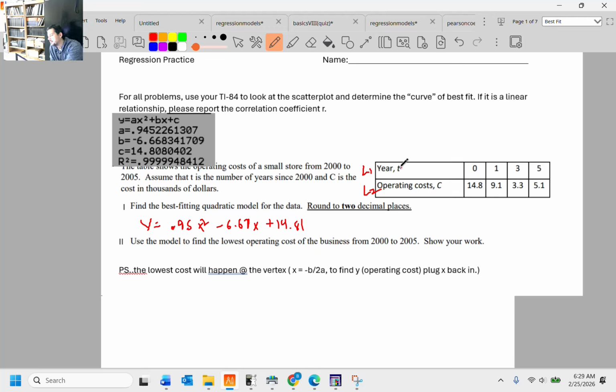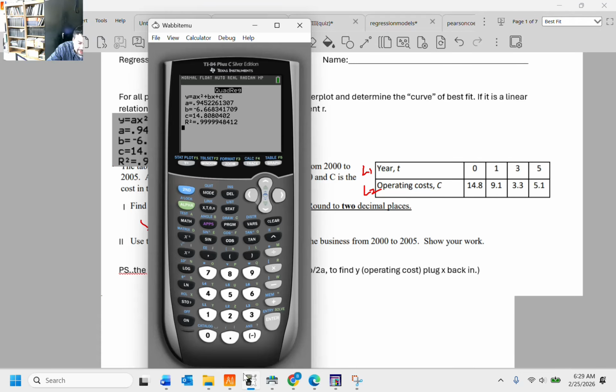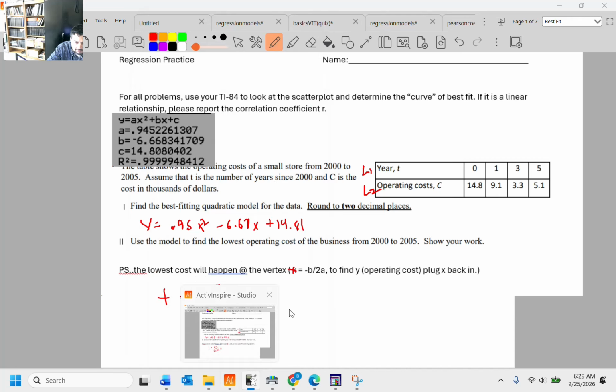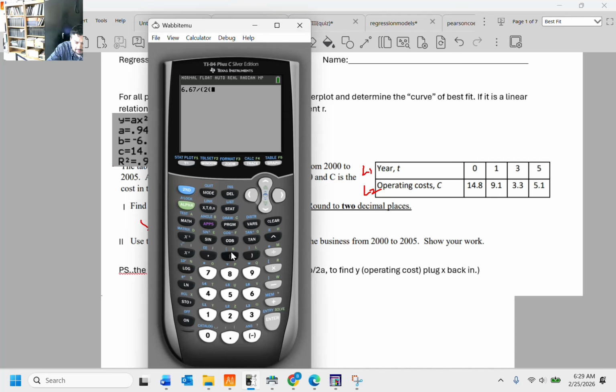The lowest cost, in this case it's t, is at opposite b over 2a. So the time here is at 6.67 divided by twice a, 0.95. Now let's just see what that is. We'll go ahead and keep rounding to 2 decimal places just like they're doing, even though it's rounded, but whatever. And I want to compare and contrast this answer with what a graph is going to get me. You'll notice I'm writing horizontally, so I have to use master parentheses and stuff like that to keep things correct. But it's around 3.51.